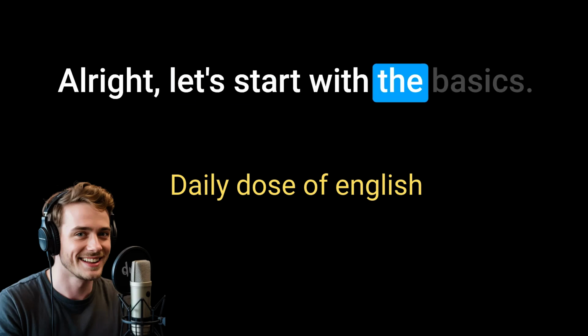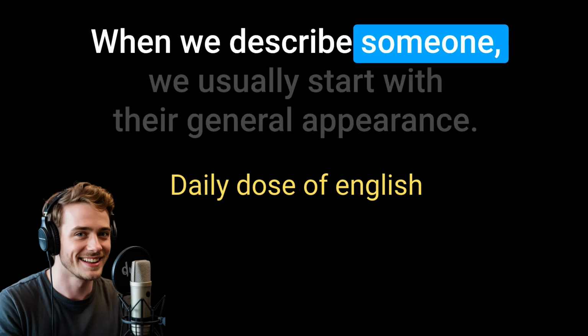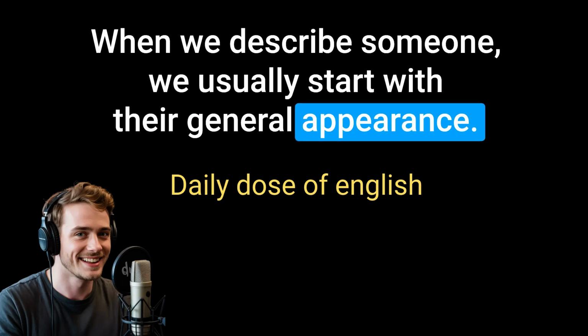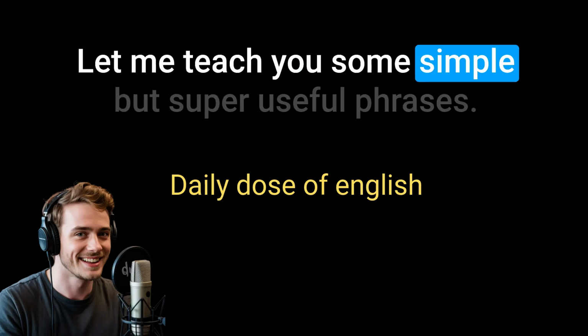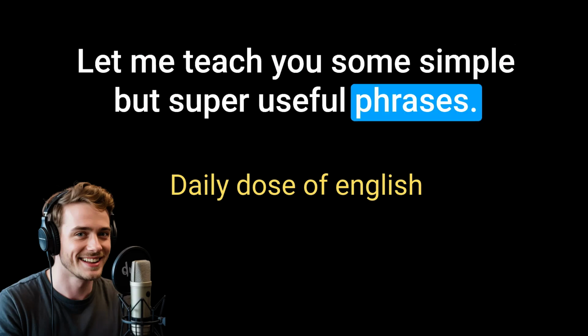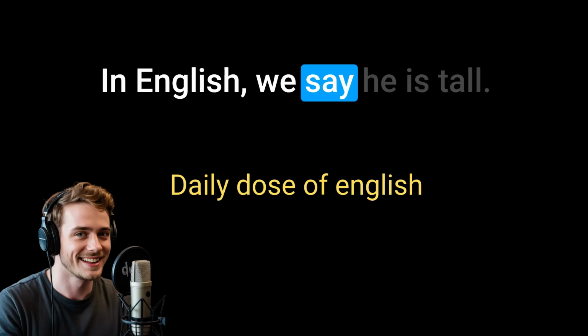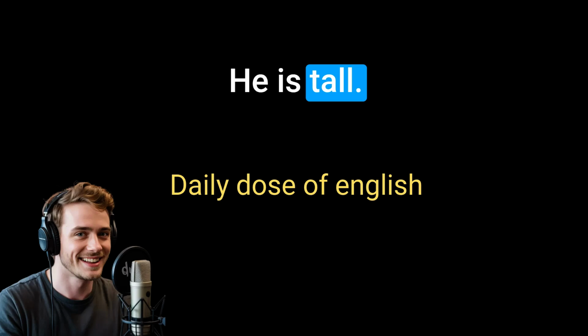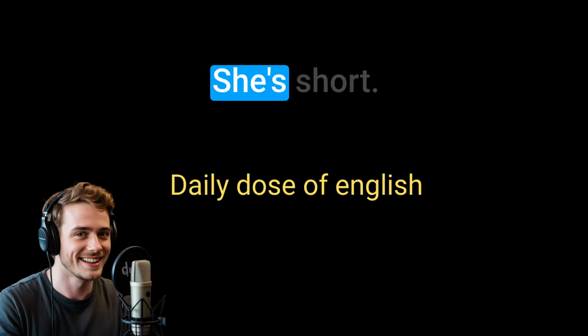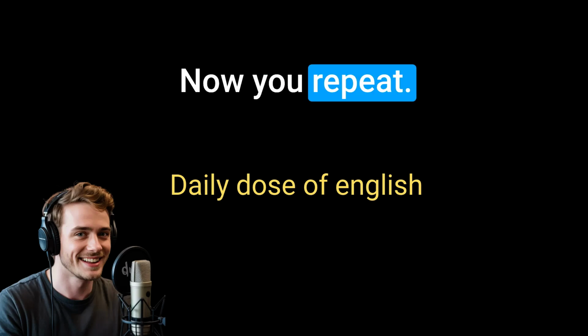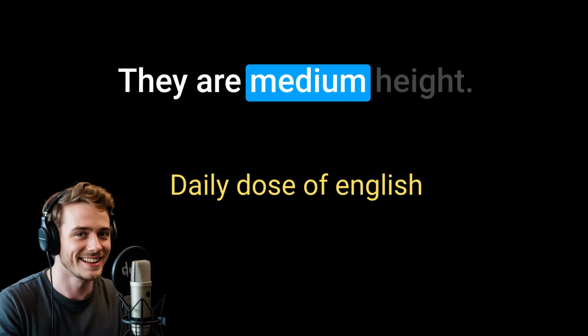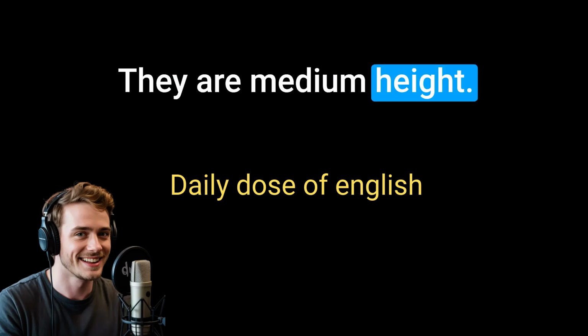All right, let's start with the basics. When we describe someone, we usually start with their general appearance. Let me teach you some simple but super useful phrases. First, let's talk about height. In English, we say, he is tall. He is tall. Now you repeat, she is short. She is short. Now you repeat, they are medium height. They are medium height. Now you repeat.